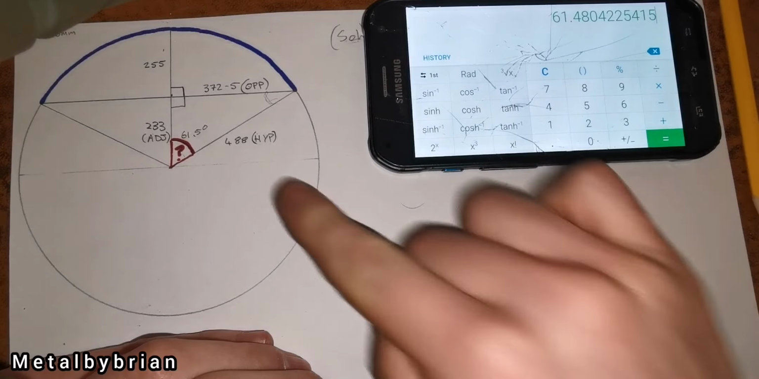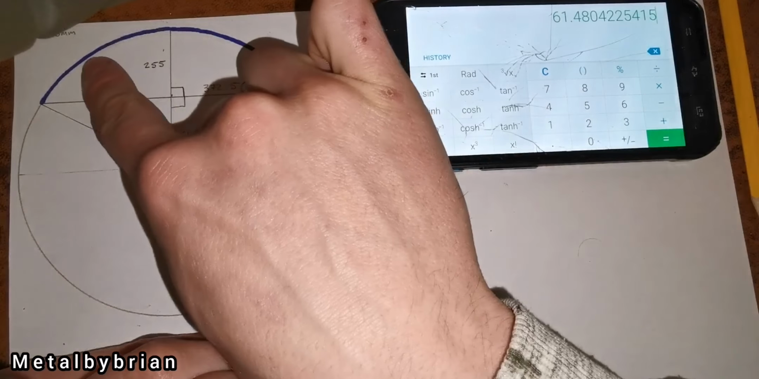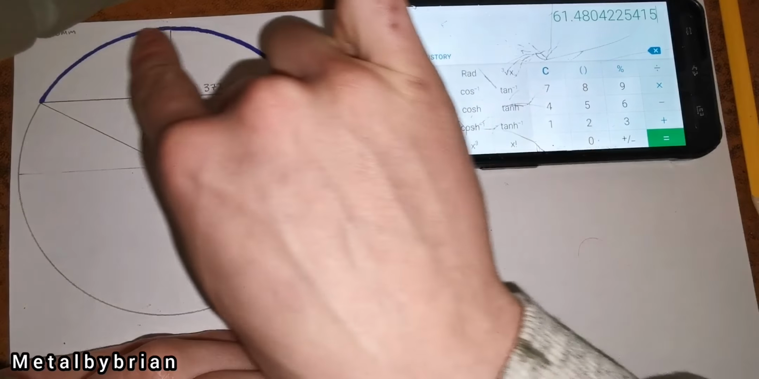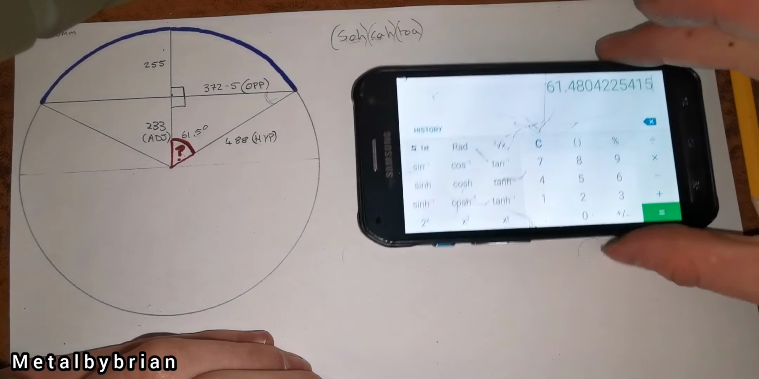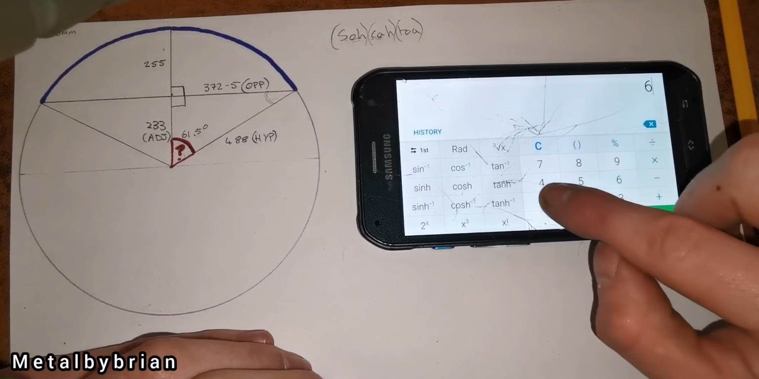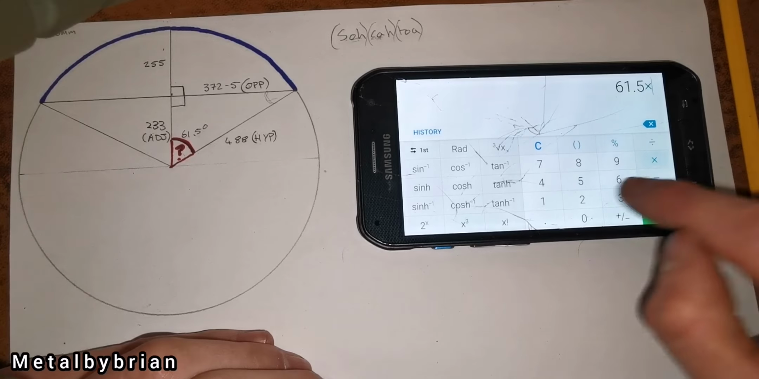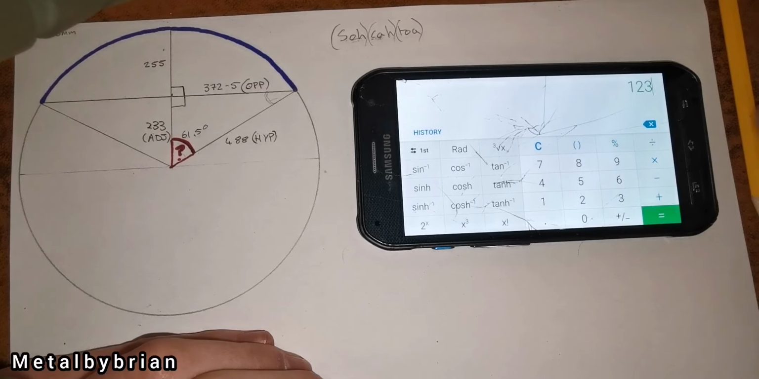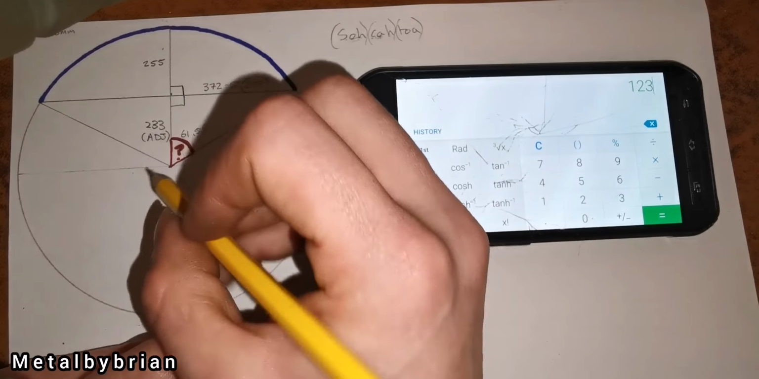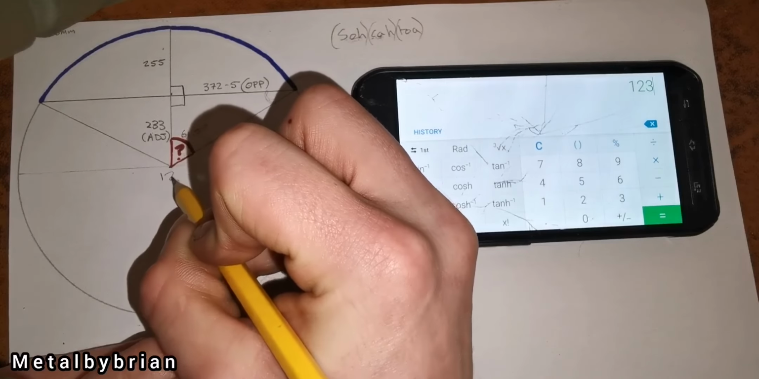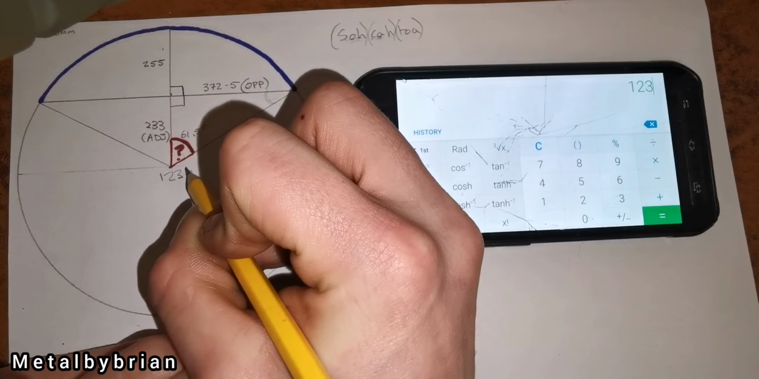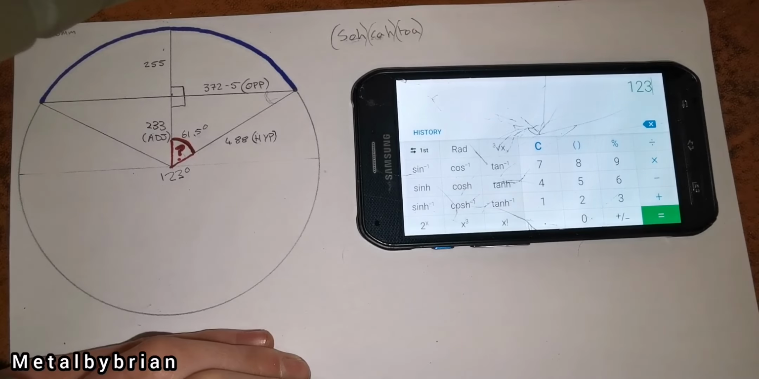61.5 degrees. And because we're going to be working out this whole arch length here, this blue line here, we'll multiply that by 2. 61.5 times 2 equals 123. 123 degrees, just like that.